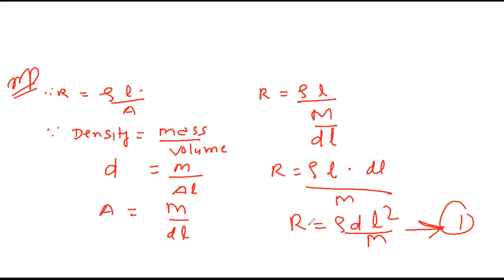I have kept this in my mind. Whenever mass and length come, same material, rho D L square upon M. I have remembered it, because in exam there is no time to do all this calculation. You please copy till this and try to memorize rho D L square upon M.